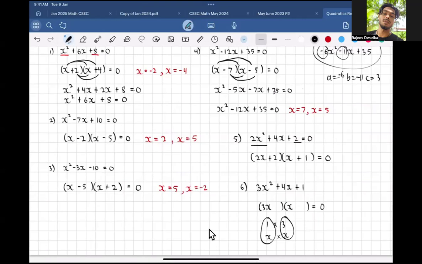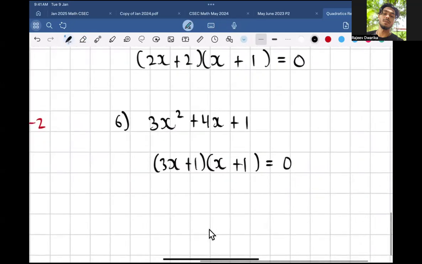And last, that makes it real easy for you. What's the last number in this expression? 1. How can I multiply to get 1? 1 by 1. Right? So that'll be plus 1, plus 1. So now we expand and we see if we are correct.